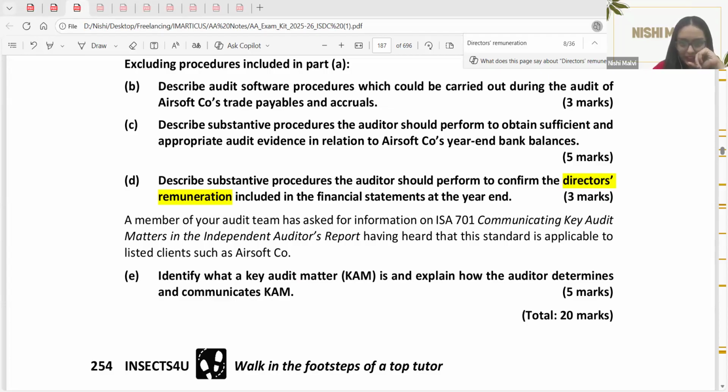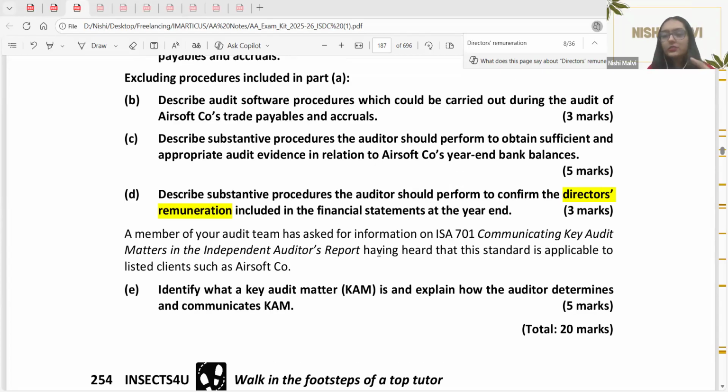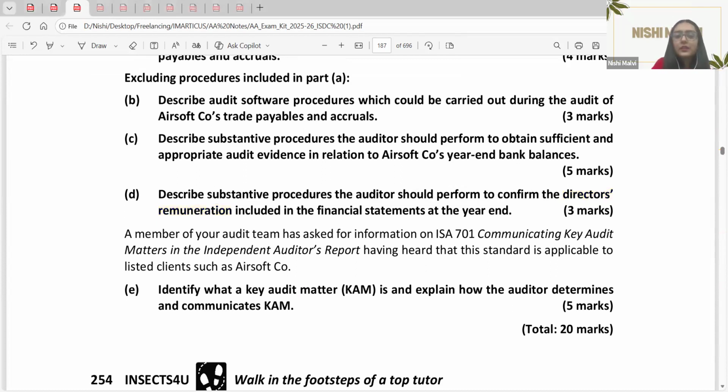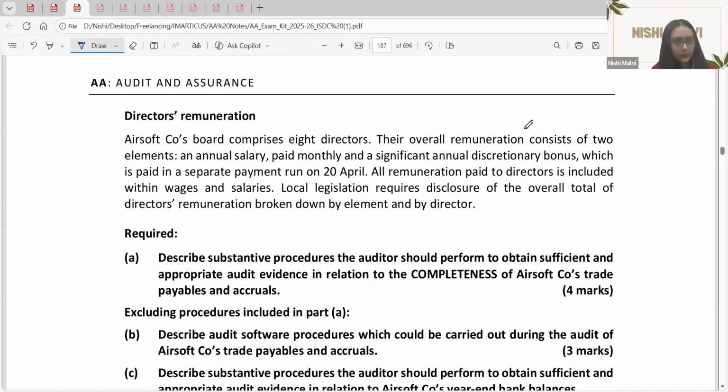This is the toughest task. Okay, alright. Chalo, let's start. Now, in this question, describe the substantive procedures for the director's remuneration. What substantive procedures do they need to perform towards the year end? Okay. Trade paper and that too, year end bank balance.